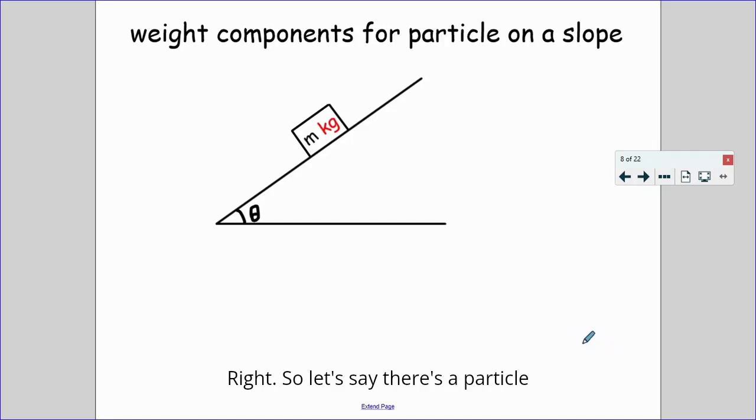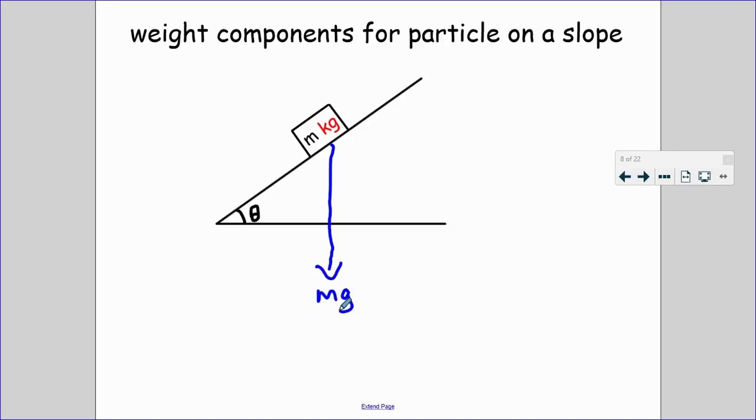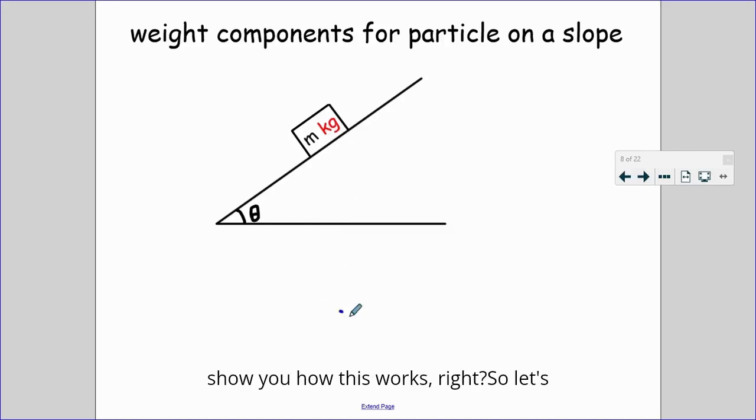Right, so let's say there's a particle here of m kg. Okay, so you will have weight going vertically down like that. Okay, so weight is mg, so let's just label this mg for now. Okay. Now we want the diagonal direction of the weight. We don't want the vertical one, right? Now, what I'm gonna do here is, just for sake of argument, I'm gonna show you how this works, right? So let's just pretend the weight is over here, mg.